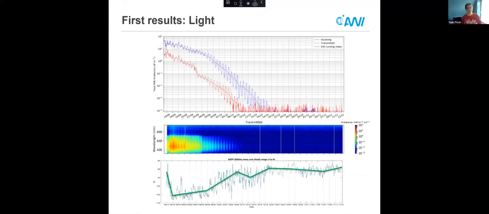And if you zoom into this region, we see here on top the incoming light in blue and the light transmitted through the sea ice in red. That's PAR. And then in the middle, we see the spectral light transmission under the ice. And below, we see the intensity of the backscatter signal integrated over the top 60 meters.